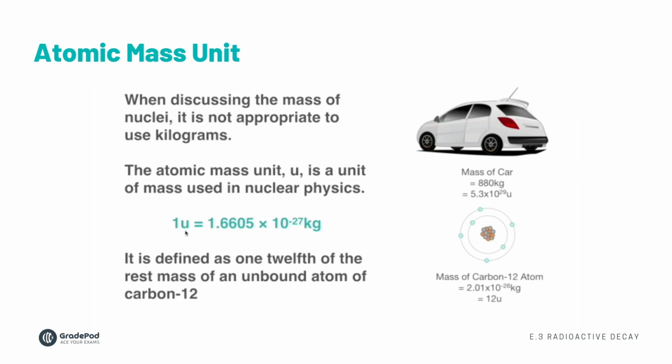The atomic mass unit is a unit of mass in nuclear physics. 1 U is equal to 1.6605 times 10 to the minus 27 kilograms, which is a bit of an odd number. But it's defined as 1/12 of the rest mass of an unbound atom of carbon. So if you were to take an atom of carbon, we'd say that it had 12 U. That means that 1 U would be 1/12 of that.